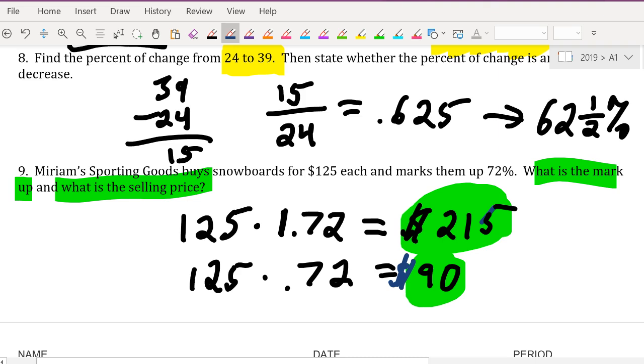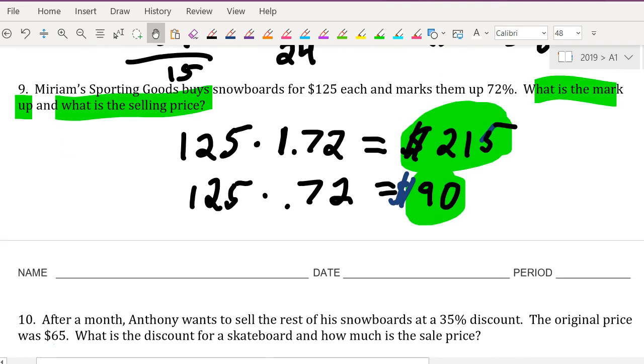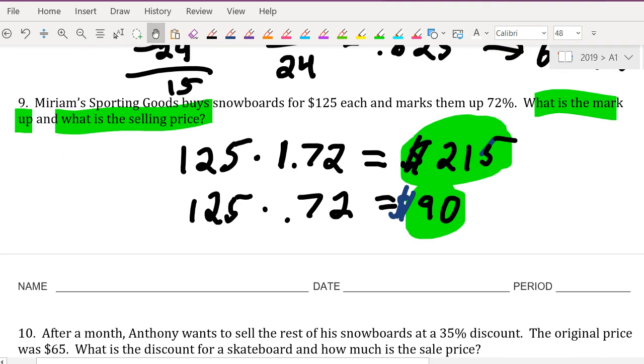Maybe. You have to read it. You have to read it. You have to read it. That's what accelerated math students do. They read. That's my favorite part of math.